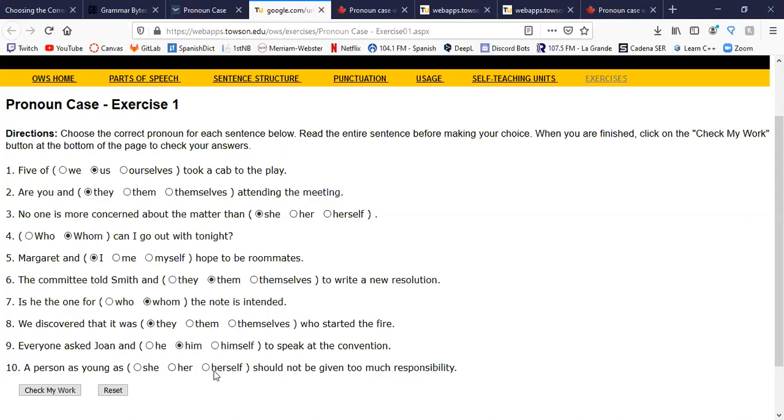Okay, last one, number 10. A person as young as blank should not be given too much responsibility. And here's a hint for this one. As here is a conjunction, not a preposition, and it follows the same logic as than right here. So knowing that, pause the video and think of the answer. She, her, or herself.